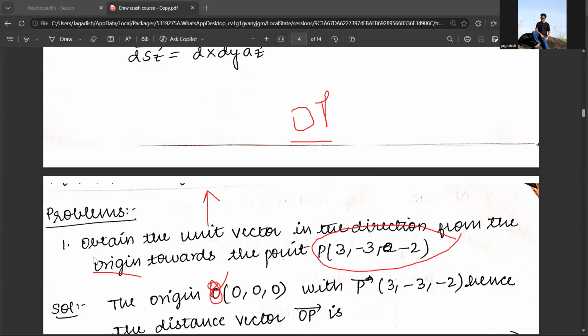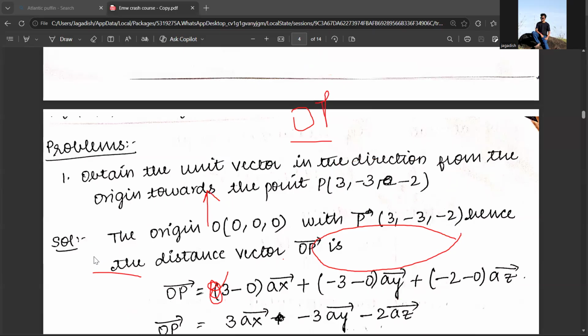So we have to first calculate the distance. Always remember, to calculate the distance you have to do the tail minus head. So if you want to find OP, you have to find 3 minus 0. With the x component, you have to do the x component only. With the y component, you have to do the y component only. With the z component, you have to do the z component only.